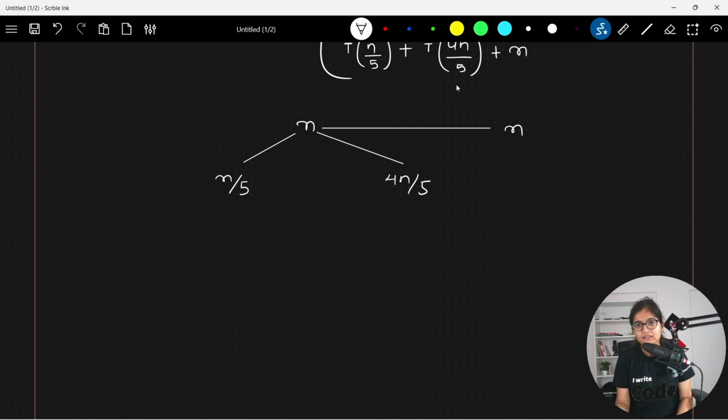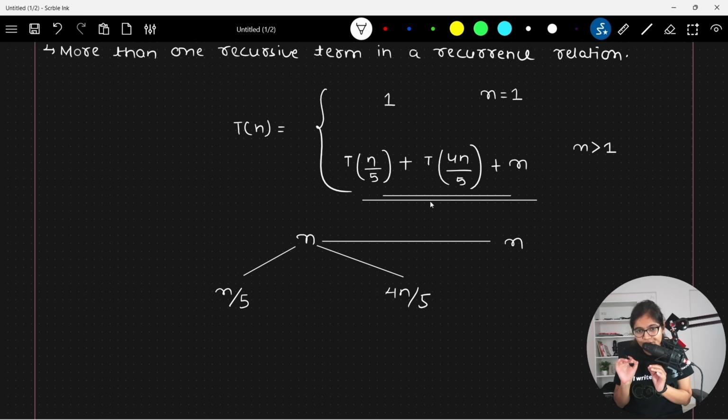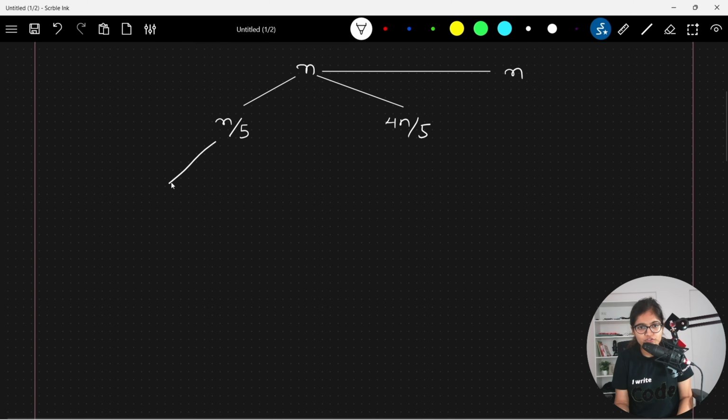This is the actual meaning of this statement: we are dividing the complete n size elements into two halves. On the left side we have n/5, on the right side we have 4n/5, and the cost required to do this particular split is n. Now again, we can do the same thing, but the way is somewhat different. Again we divide our array into two halves.